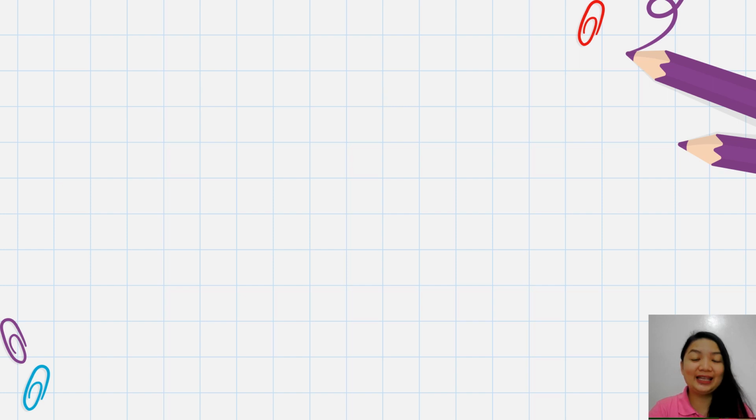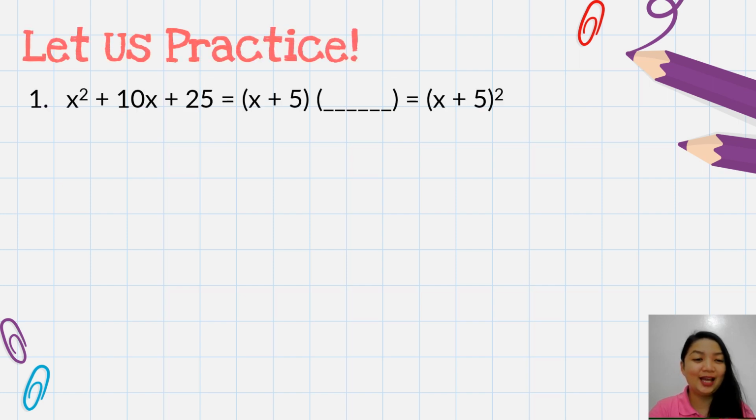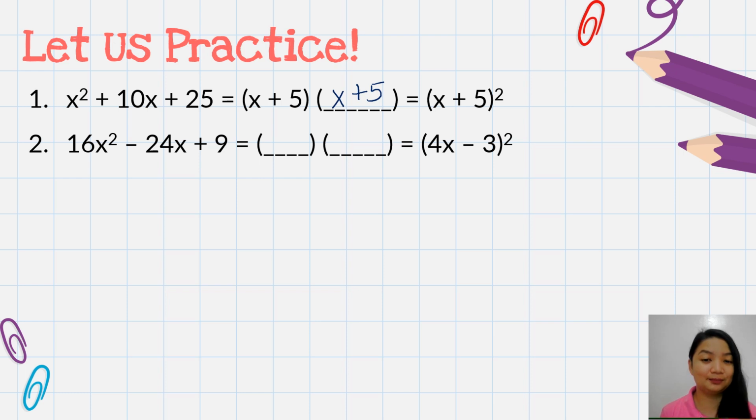This time, let us practice in getting the factors of perfect square trinomial. And this one, we have x squared plus 10x plus 25. So we already have one factor, which is x plus 5. So what must be the other factor? Correct. That is x plus 5. How about on the second given?